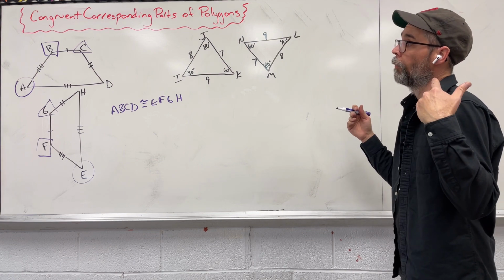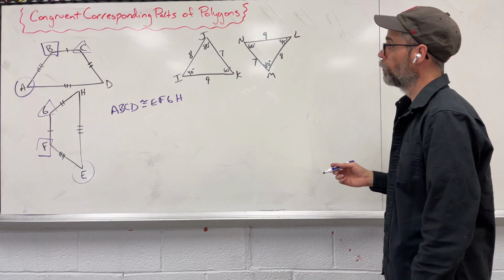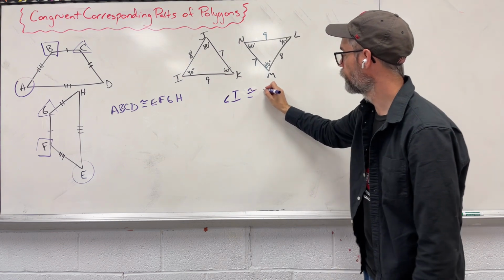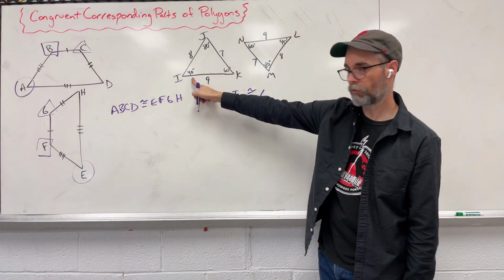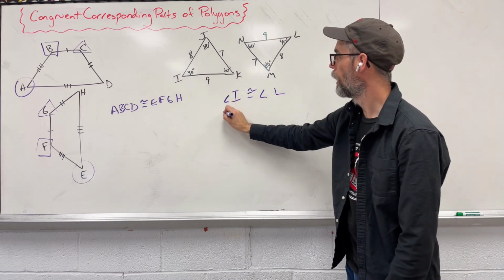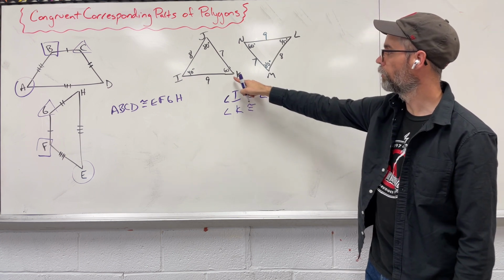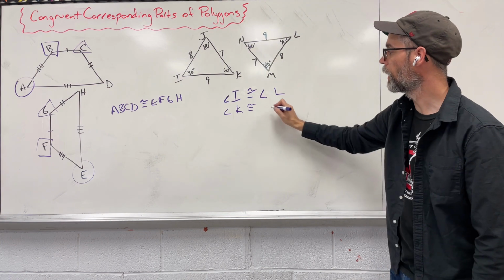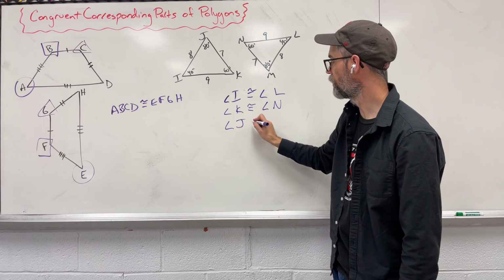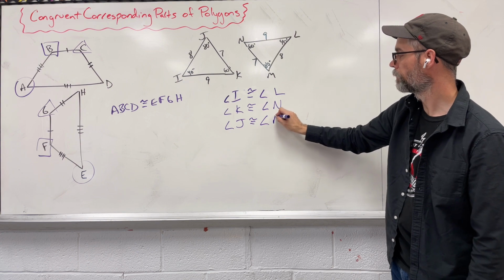So we're going to look at sides, we're going to look at angles. Let's start with angles. So angle I is congruent to angle... Angle I's got 40 degrees. We want to look for another angle that's got 40 degrees. Angle L. Angle K is congruent to, that's got 60. Our 60 is up here, N. Angle N. Angle J, which is 80, is the same as angle M here.